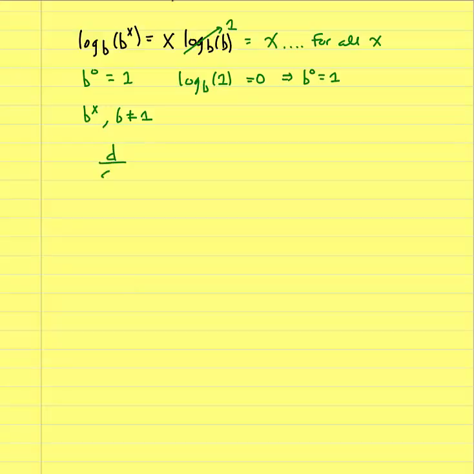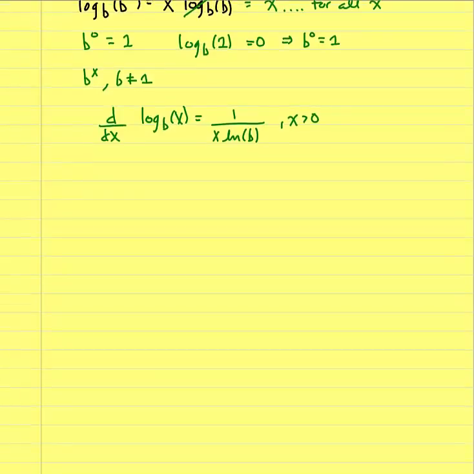Let's look at the derivative with respect to x of log base b of x. The derivative of log base b of x is 1 over x natural log of b. Now this is only going to be true for x greater than 0 because we know from our previous work that the argument of the log has to be greater than 0. So there's a nice little derivative we could look at.